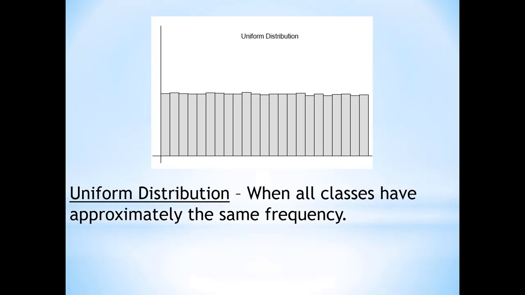When we have a uniform distribution, then there's no mode. Since all the bars have pretty much the same height, there's not one that's really higher than the other ones, but the mean is equal to the median in the uniform distribution.